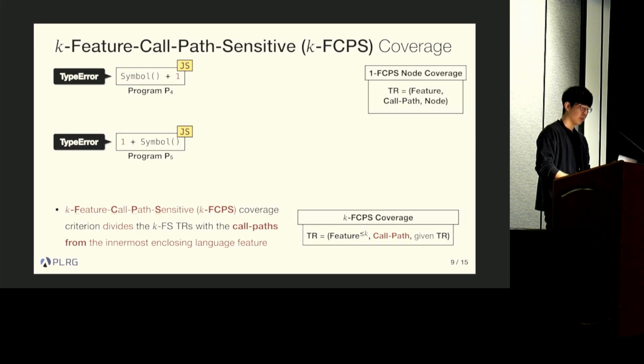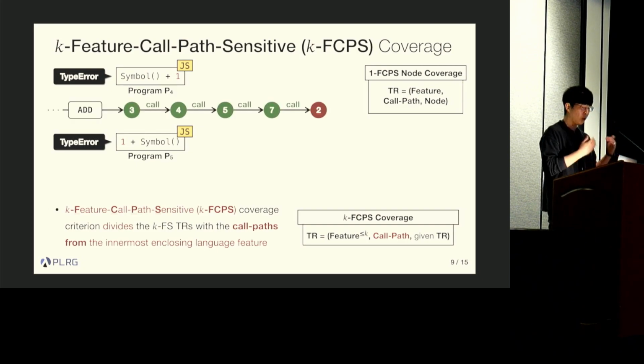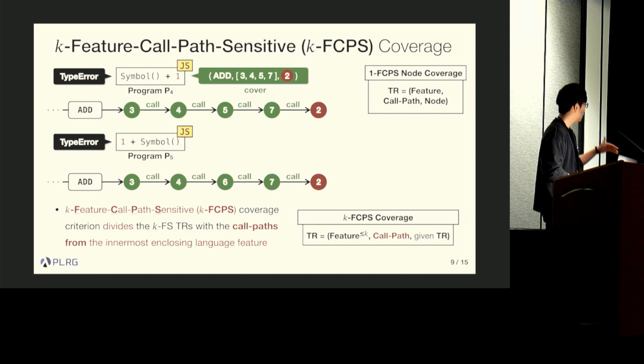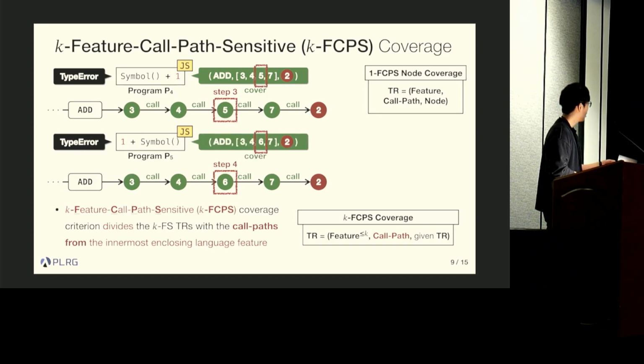Now if we measure the one FCPS node coverage, now the TR is a triple of feature, call path, and node. And we know that feature and node are add and 2, but we also consider the call path starting from the add: 3, 4, 5, 7. So this program P4 covers this TR. Similarly, program P5 has this call path, but slightly different from the above one because of these nodes. The call nodes 5, 6 represent steps 3 and 4 about the conversion of the left and right side values respectively. So now the program P5 covers a different TR.